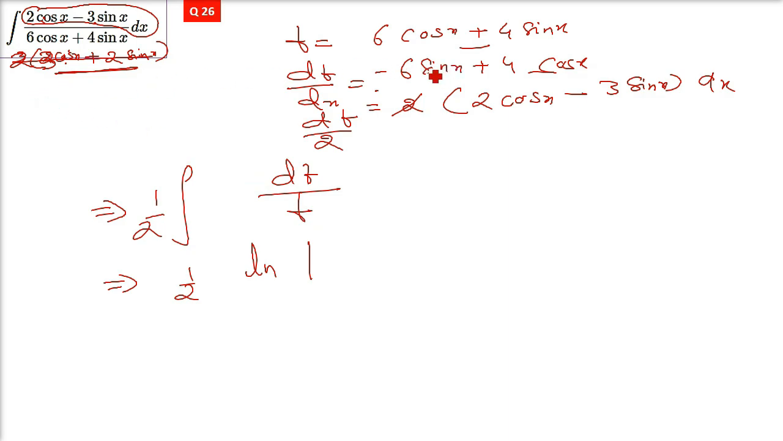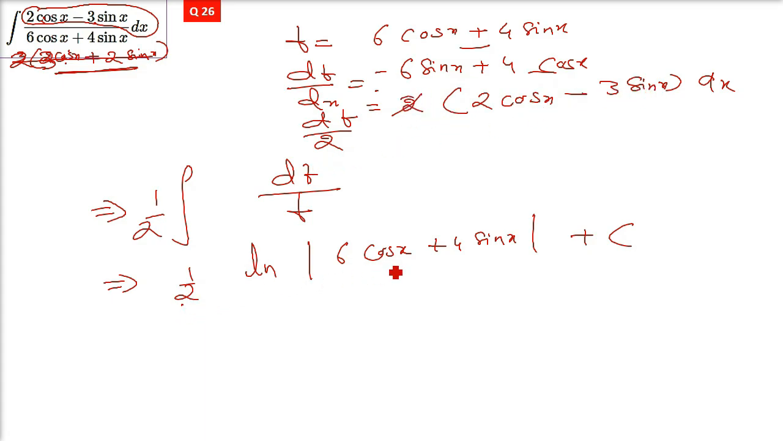Ln, what is t? 6 cos x plus 4 sin x. Don't worry about that. You will get a way to actually get the result the way the book or the R.D. Sharma solution is prescribing. So half ln of 6 cos x plus 4 sin x plus c. But this is not the actual result. Why? Because there has to be some matching.